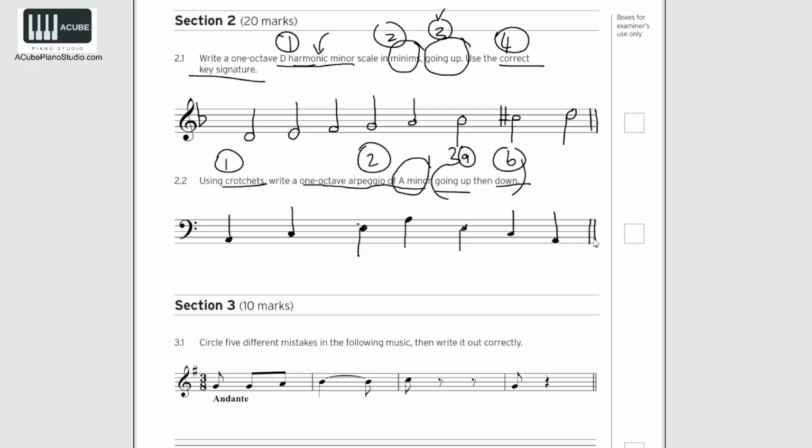Okay, now let's check. Are they all crotchets? Yes, they are all crotchets. One octave A minor arpeggio. The A minor tonic triad is A, C, E, no sharp, no flat. So it will go A, C, E, A, that is going up. Then E, C, A. So there should be 7 notes: A, C, E, A, E, C, A. Okay, great.